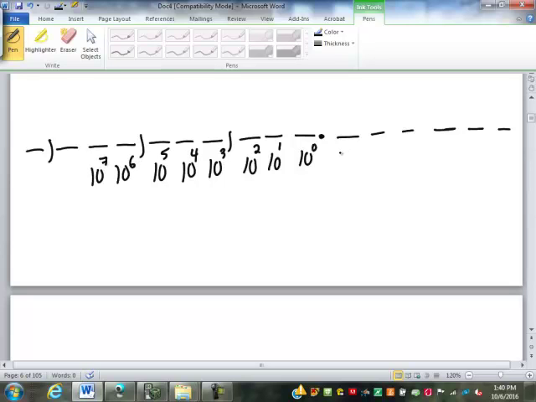And going the other way, the tenths is 10 to the negative 1. 10 to the negative 2 is the hundredths. 10 to the negative 3 is the thousandth. And so on going that way.